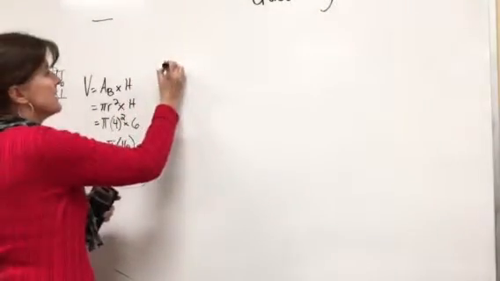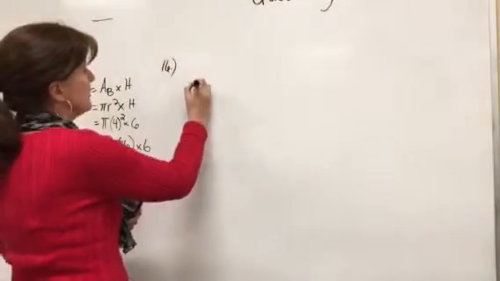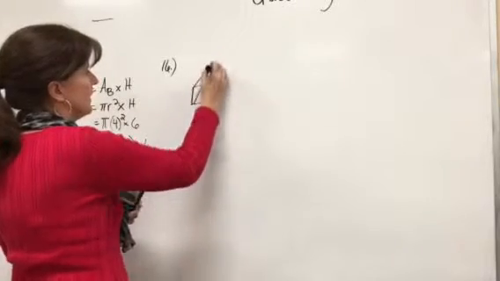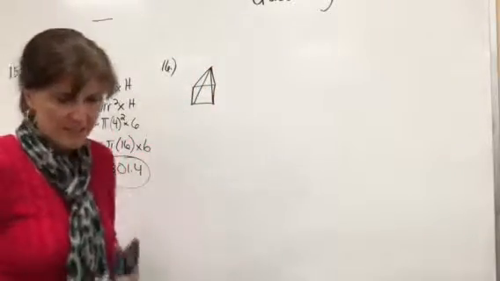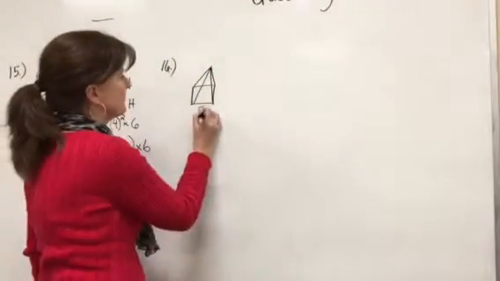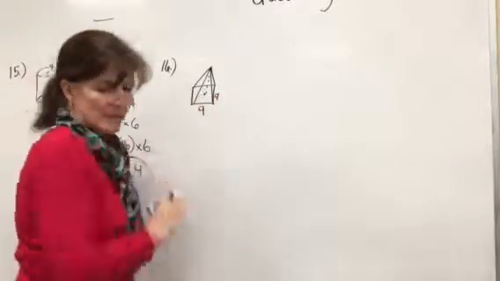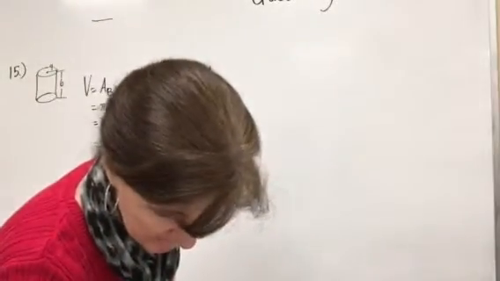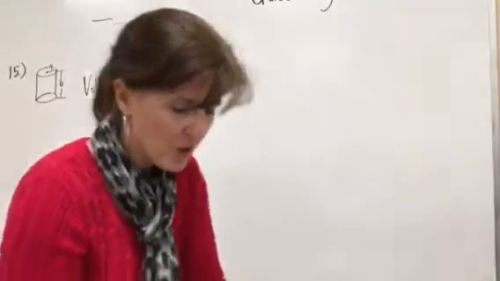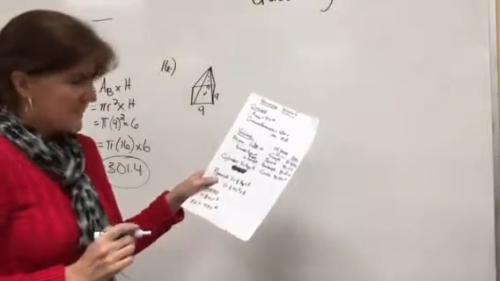Okay, number 16 is a pyramid. I don't draw the best, but you get the idea. And you have a 9 by 9 base, and the height is 11 inches. And I look on my formula sheet and I see, oh, that's a pyramid. Volume equals 1/3 area of the base times height.